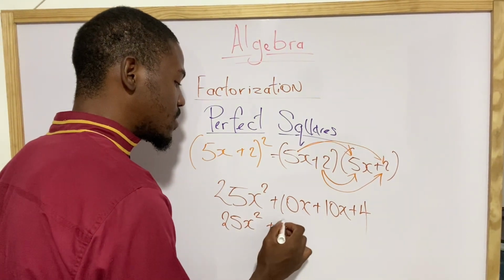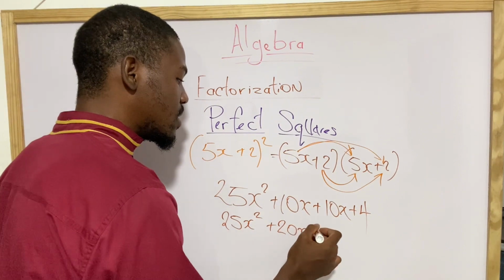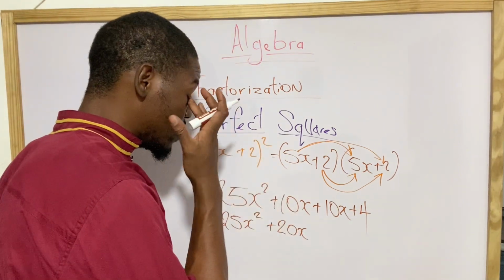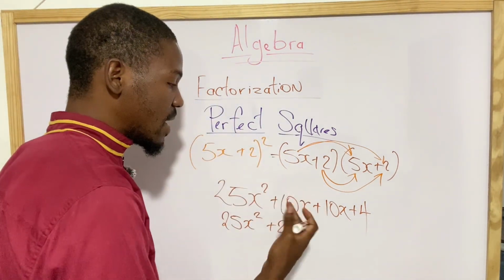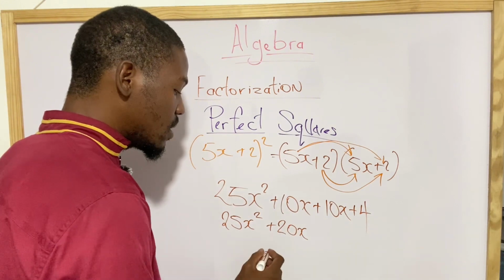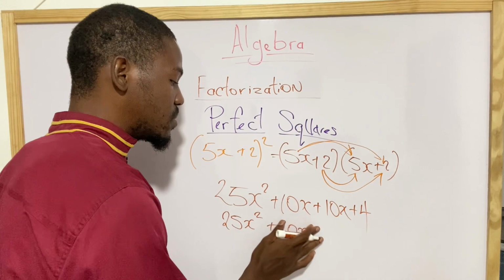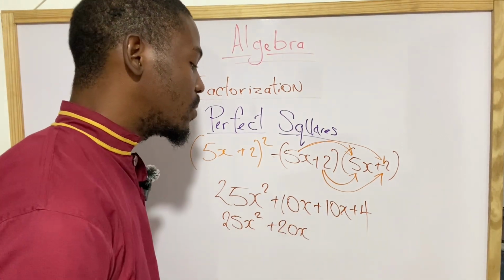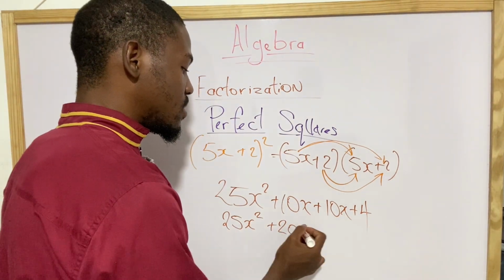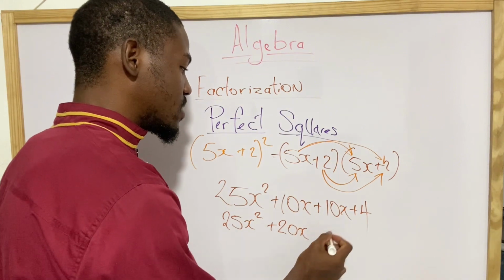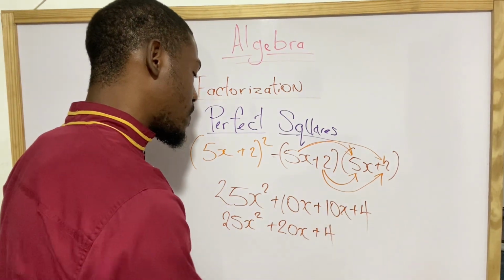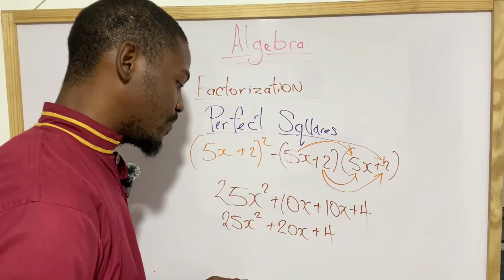So 10 plus 10 is 20x. And remember that when we're adding algebraic expressions, when we're adding x and x, I don't change the power to 2 or anything. Sometimes students make that mistake. The only time you do that is when you're multiplying. So that's 10 plus 10 is 20x, and then plus 4. So there you have it.